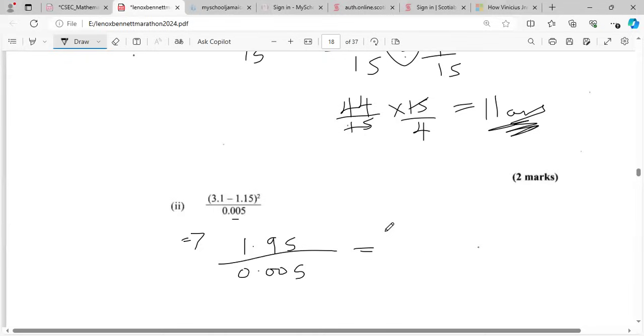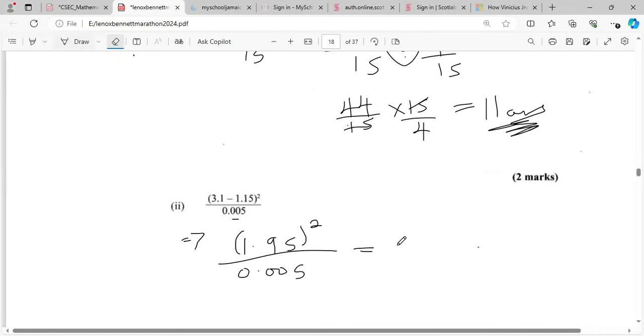So square root 1.95. Square root 1.95. Oh, the square is only on the top one, you know. Yes, so I think I everything to square.